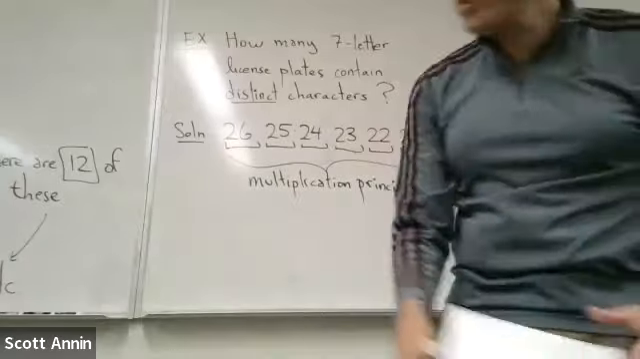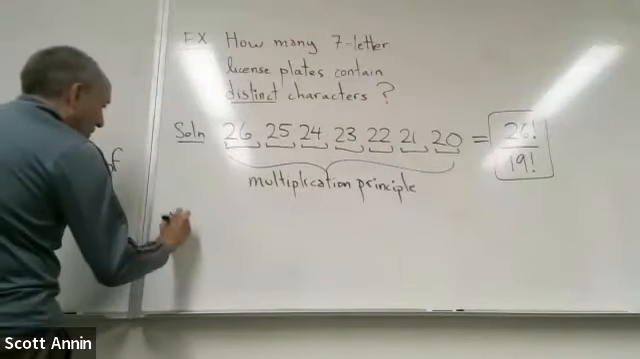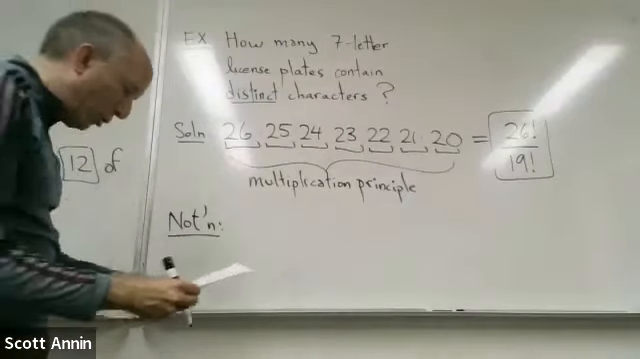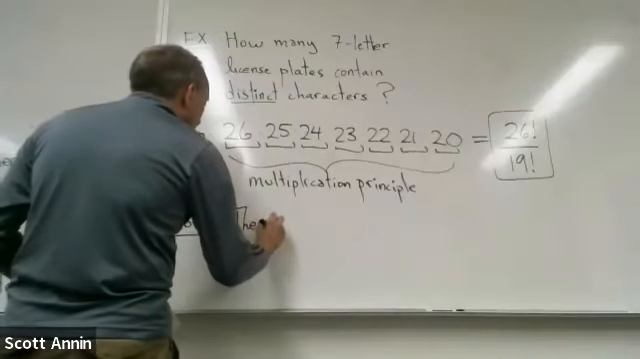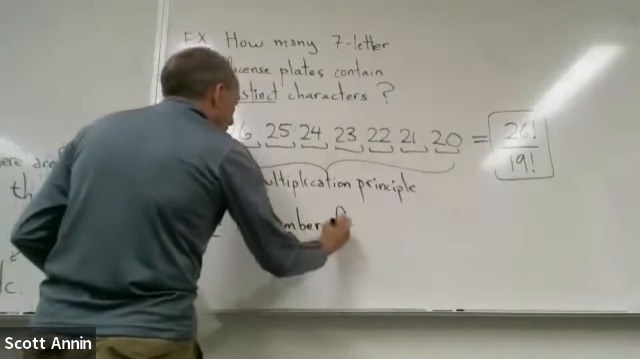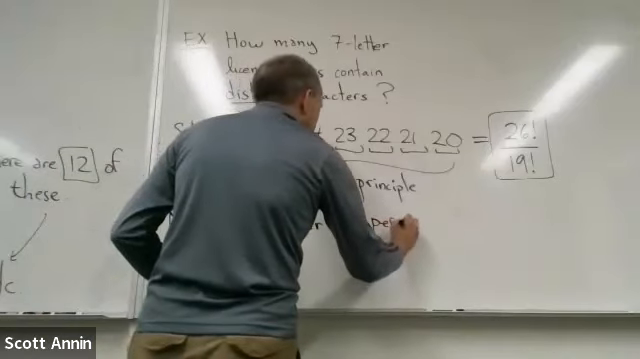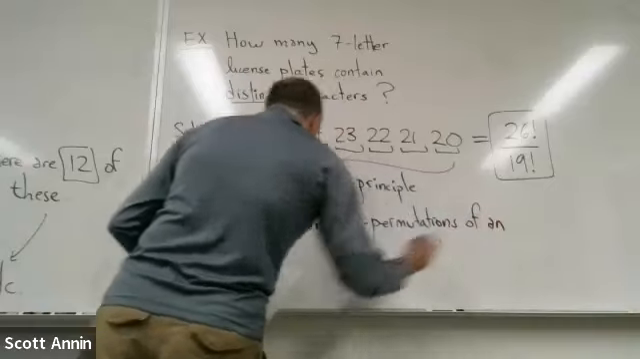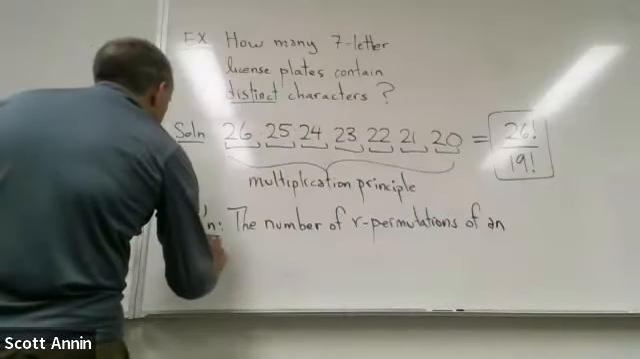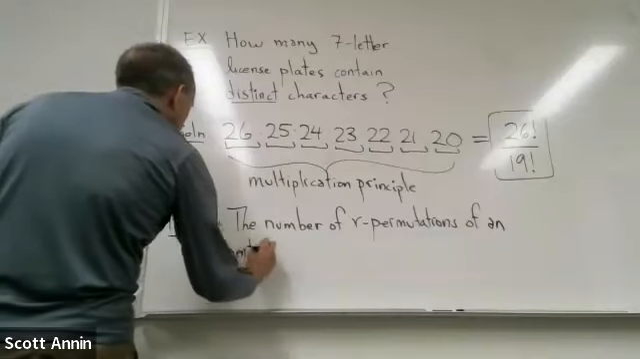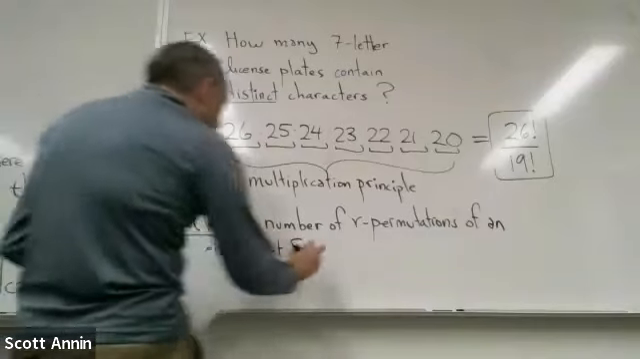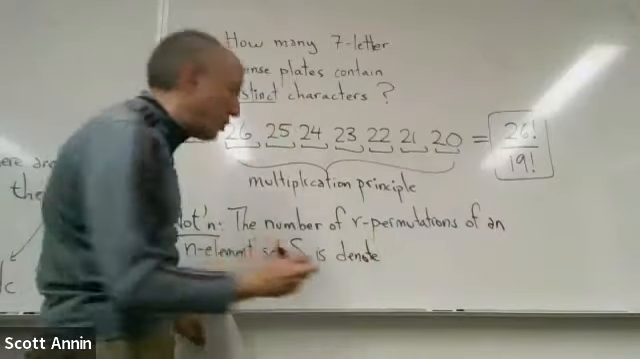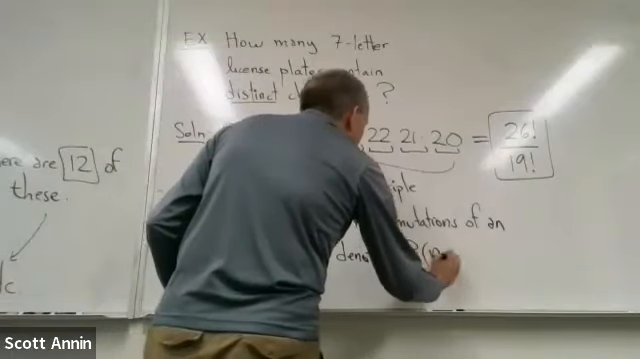Okay. There's a little bit of notation here that I want to spell out for you that we can sometimes use. We don't have to use this, but the number of R permutations of an n element set S will often be denoted. You'll even see this notation on a calculator button, P of n comma R.